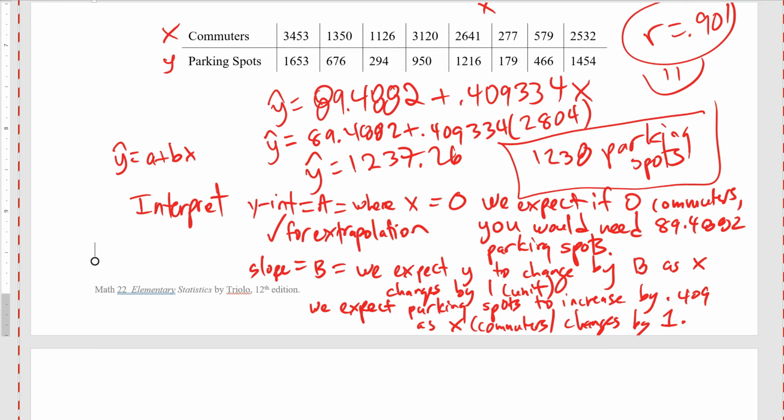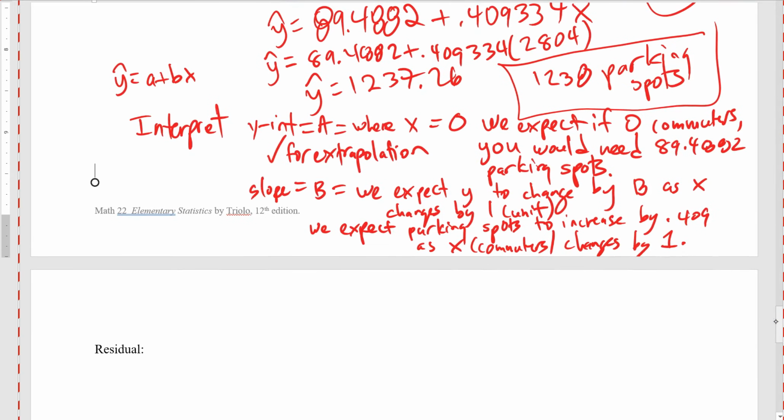That's what that slope is saying. That's what we would expect over time. For every 2 to 3 commuters, we'll need another parking spot. That's kind of what this says. Okay? So that's going to be something to use on the quiz. It's maybe a little more advanced, but that is something I want you to do. The only other thing that we have to interpret is r squared.